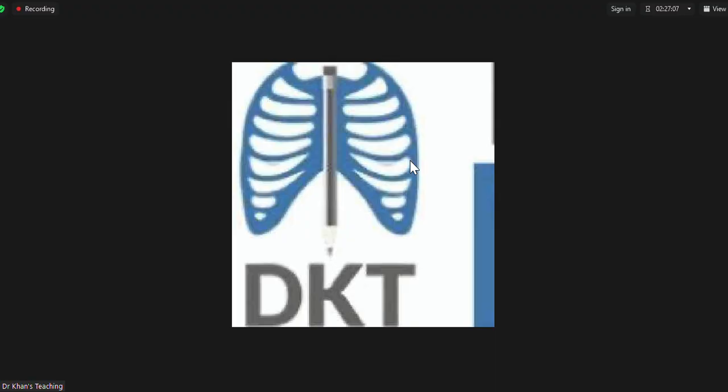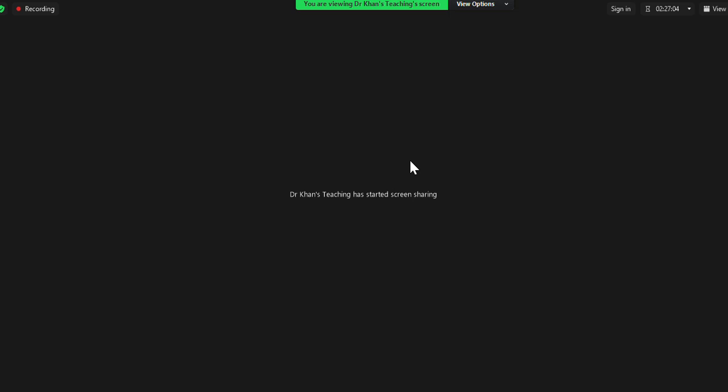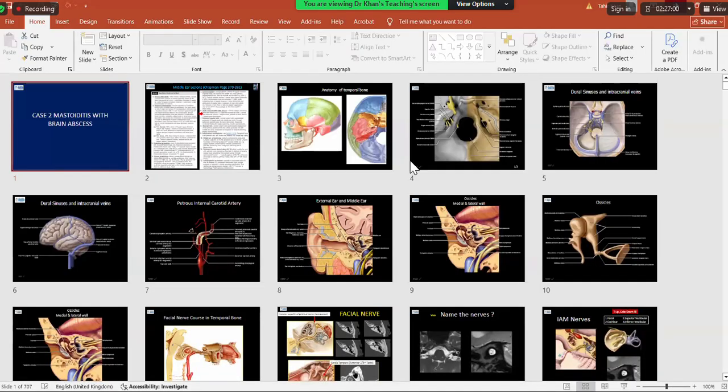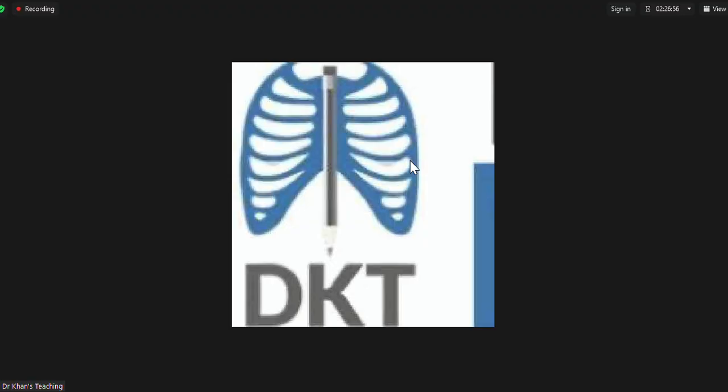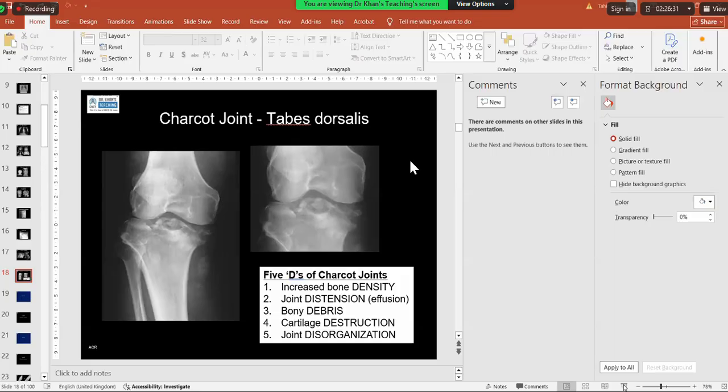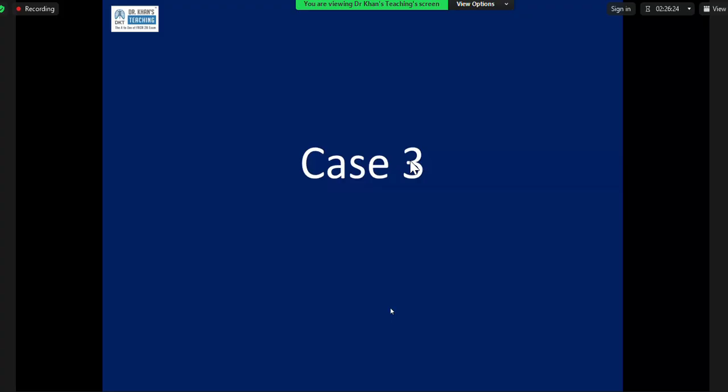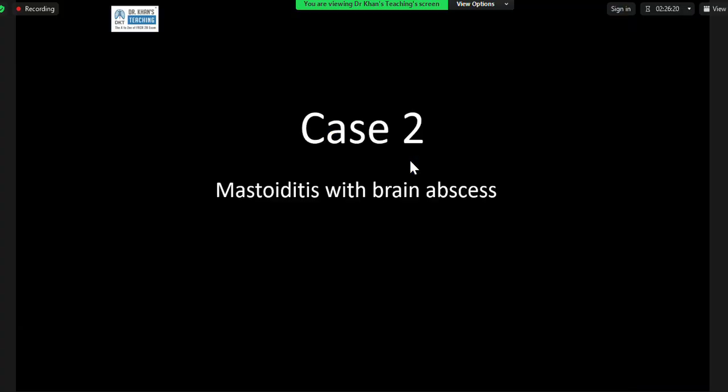So this is the case on which I'll do a bit of teaching. This is mastoiditis with brain abscess.